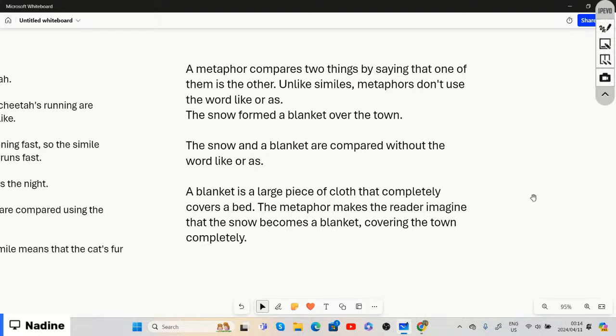And if we look at the metaphor, similes are comparing something, and then a metaphor makes the reader understand that the snow becomes a blanket covering the town completely. So if we say that it is a blanket, like they say, covering.